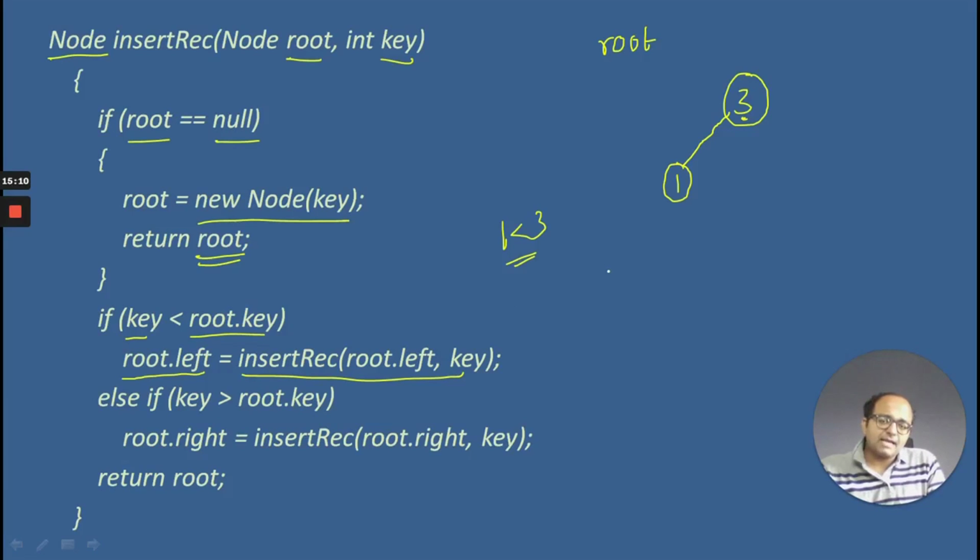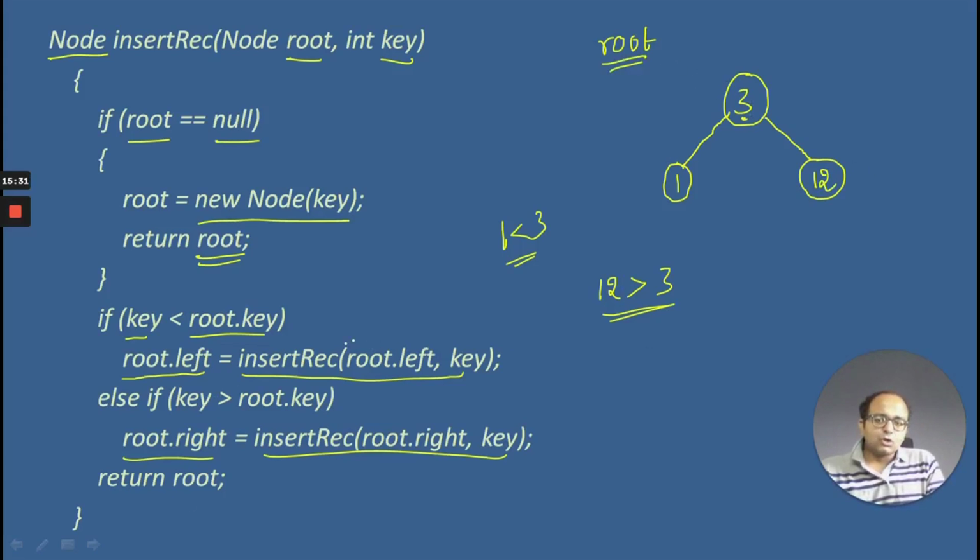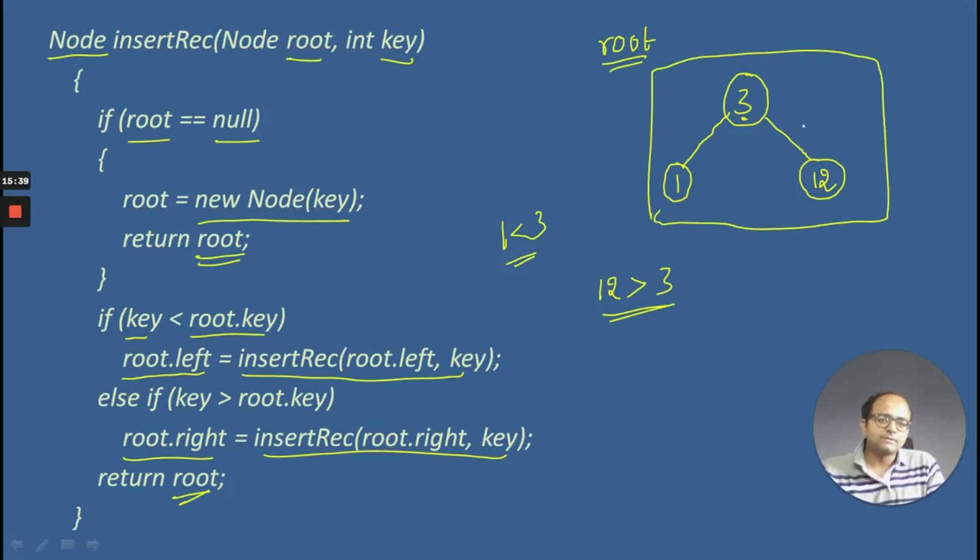Suppose we have another key value like 12, and this 12 is greater than the root node key value 3. Since this condition is true, it should be inserted as the right node to this root node, and finally this updated root will be returned. So initially root is null. Right now we have inserted a total of 3 nodes, and this is the newly obtained binary search tree. When you return root, you can access the entire binary search tree.